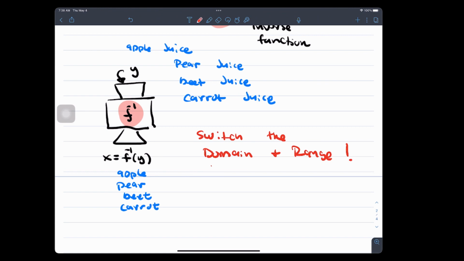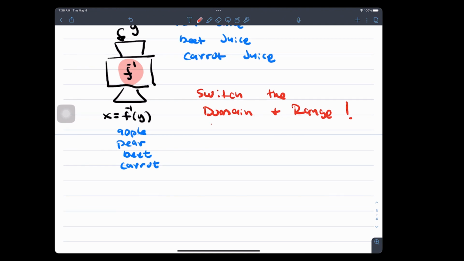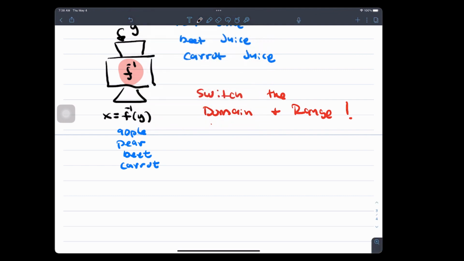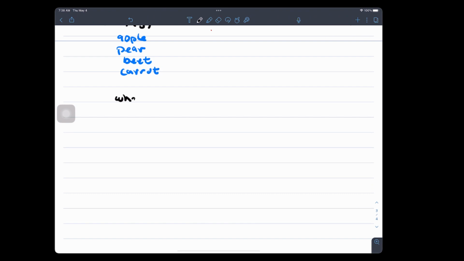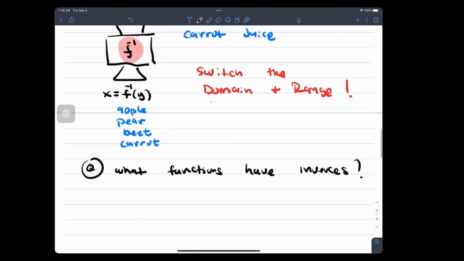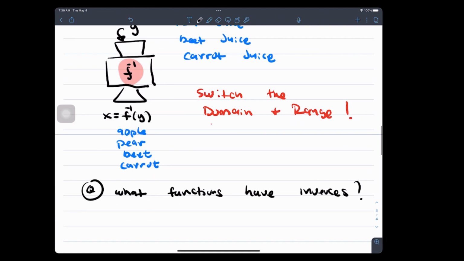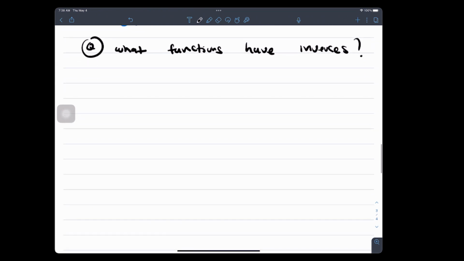Let's ask you guys another question, since we're doing some supplementary material. See if you guys remember. What functions have inverses? Because not every function has an inverse. Anybody remember this stuff from past math courses? What kind of functions have inverses? You can't do this idea for just any machine, right?